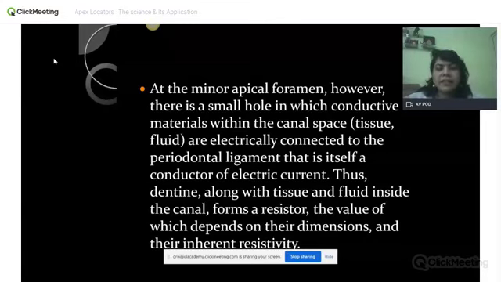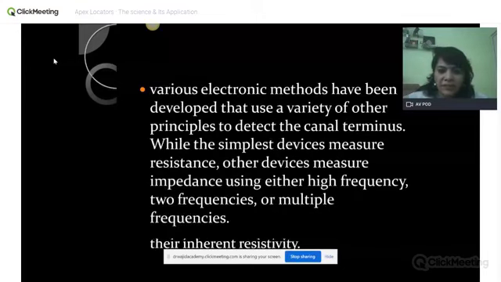Thus, the dentine, along with the tissue and the fluid inside the canal, acts like a resistor. Now, you know what is a resistor because you know what is resistance, and the value of which depends on the dimension. So, the cross-sectional area of the root canal will determine the effective resistivity that they are offering, as well as the mineral composition of the tooth structure in that area. So you see, so many factors are involved when you are determining the working length using the Apex Locator.